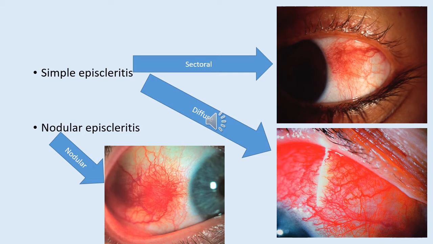On examination, we'll see redness, which may be sectoral, with part of the episclera involved, or maybe diffuse redness. We have a tender red vascular nodule in the nodular type of episcleritis, almost always within the interpalpebral fissure.